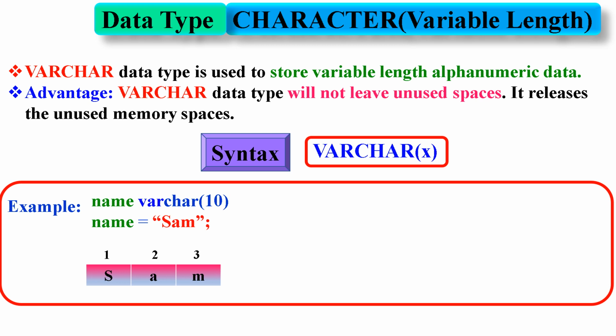Name VARCHAR of 10. Name equals Sam, you can look at the picture. It has taken only the length of the string 3 bytes to store the name Sam, even though VARCHAR of 10 is given. VARCHAR data type will not leave unused spaces. It releases the unused memory spaces. This demonstrates how VARCHAR efficiently uses storage by adapting to the actual characters entered, without adding unnecessary padding or wasted space. The value for VARCHAR data type has to be enclosed in single or double quotation marks.